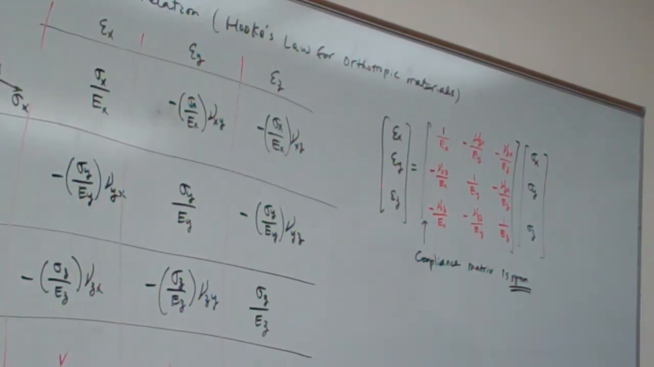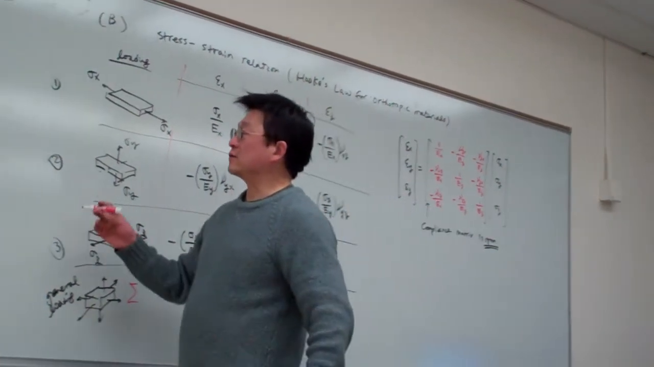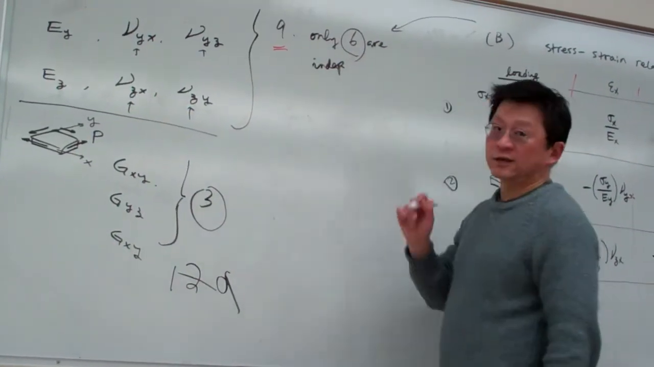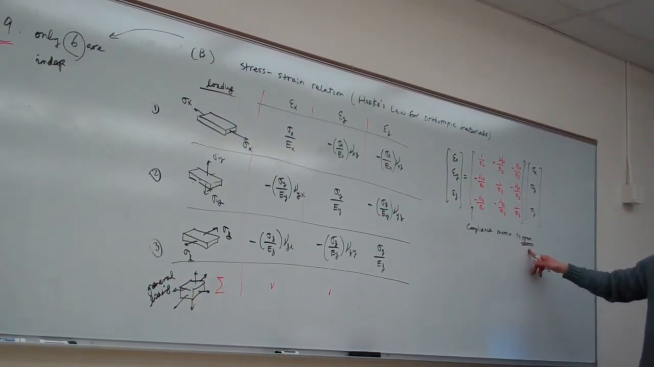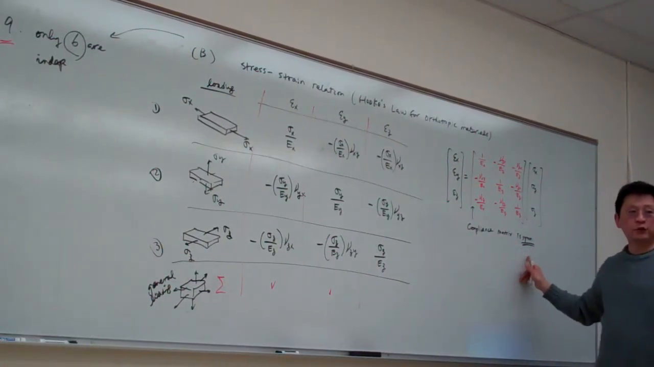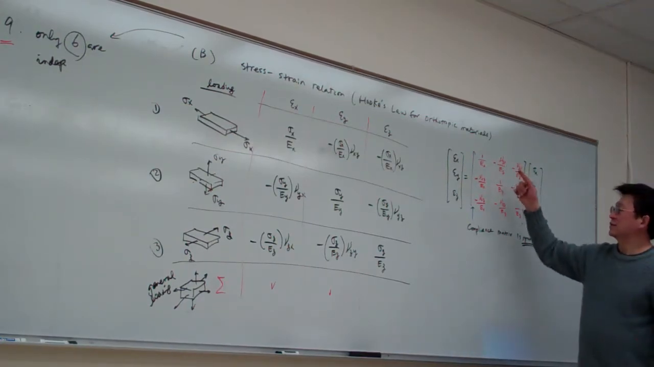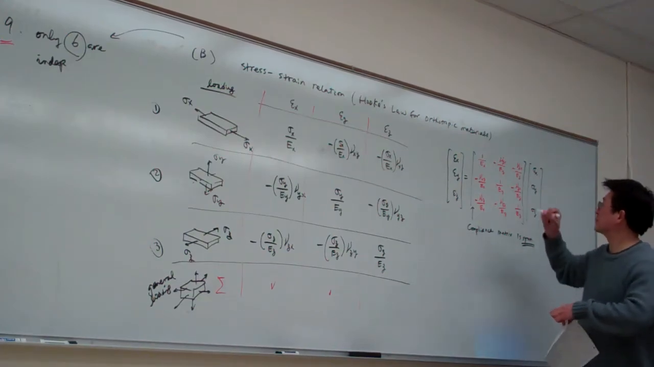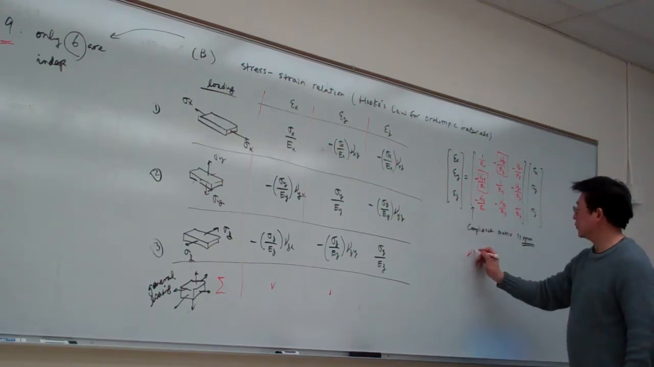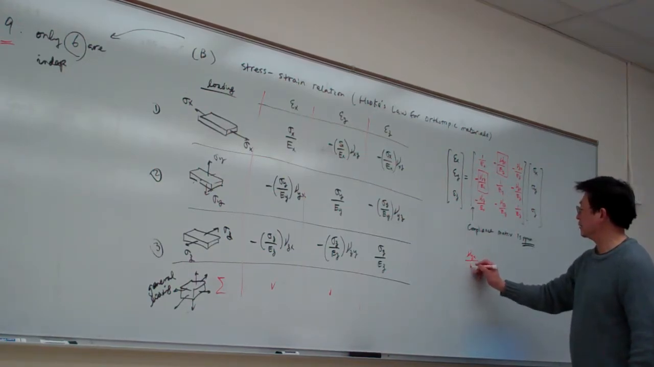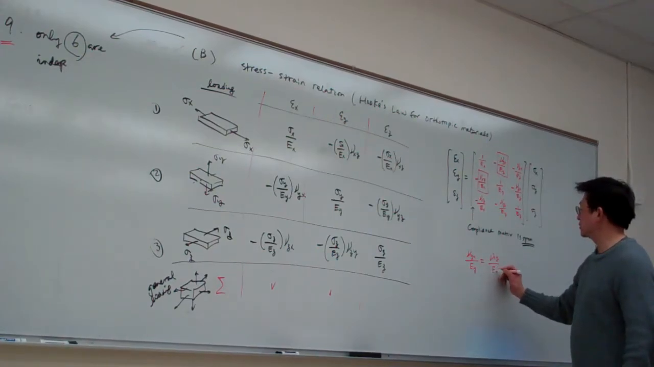So right now I'm going to impose the additional 3 equations, and say that out of the 9, we only have 6 independent. From this equation, we have shown this must be symmetric. So that means this quantity equals this one: mu yx divided by ey equals mu xy over ex.